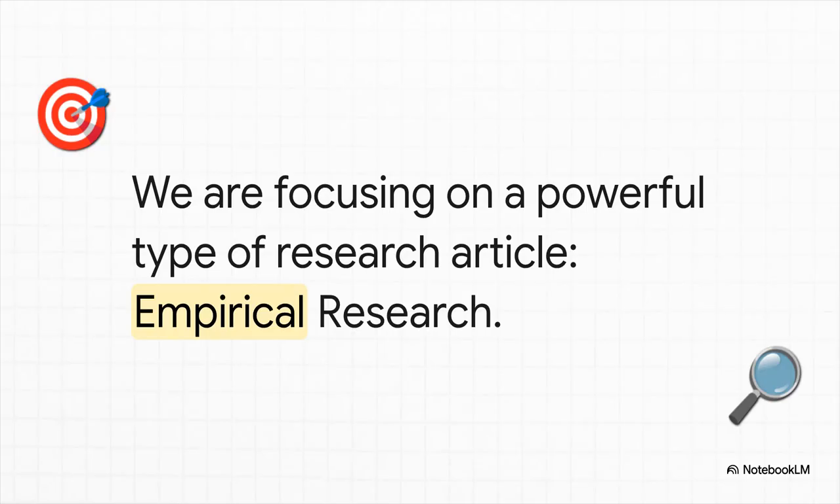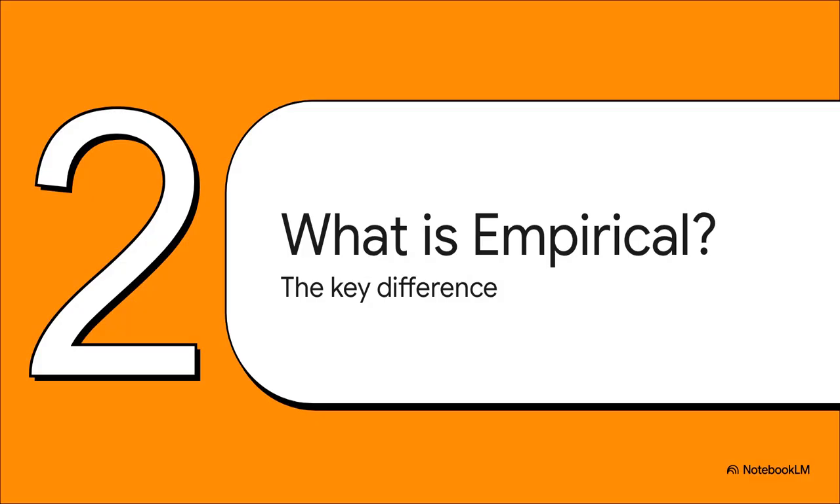And for our purposes today, we're going to zoom in on one specific, super powerful type, the empirical research article. And trust me, that one word, empirical, that is the key to this whole thing. It's our decoder ring. So what does that word even mean, empirical? What exactly makes research empirical?